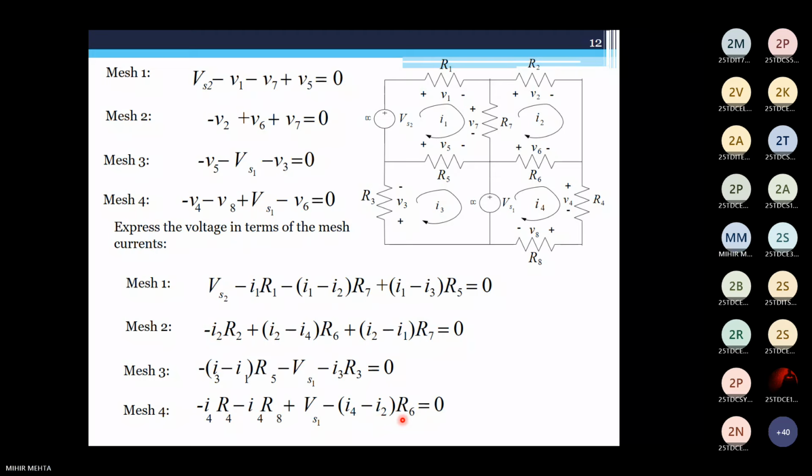So I'll give you a couple of seconds. Just please go through the equations that I have converted for voltage drop in terms of voltage and resistance. Please go through this and let me know if you have any doubts.